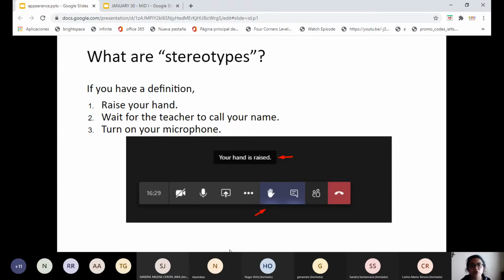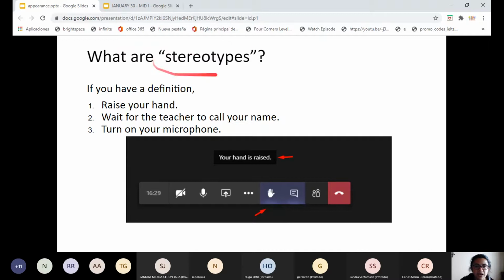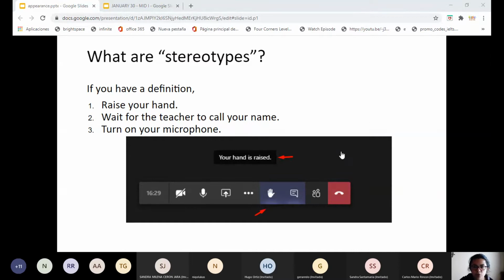I'm going to listen to some of your participations. Or if maybe you don't want to use the microphone, you can use the chat box as well. Remember, you can also use the chat box in case you want to tell me what stereotypes are. Does anybody know what the word stereotypes means? Have you ever been familiar with the word stereotypes? Okay, Mrs. Santa Maria. Yes, go on.